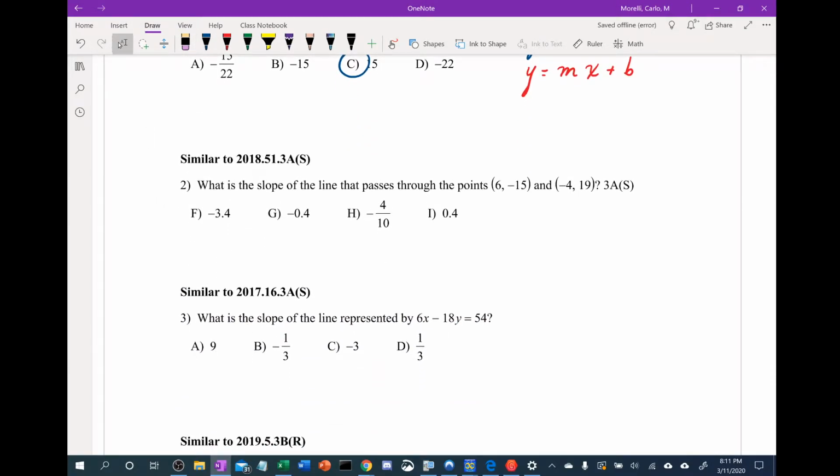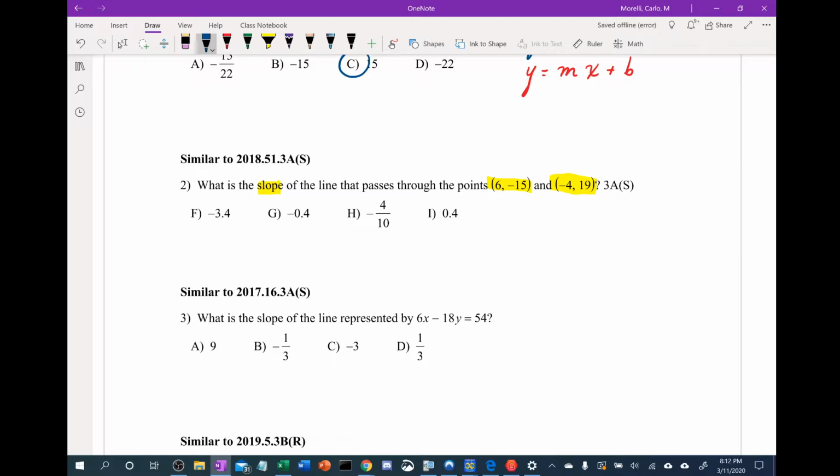On to number 2. Similar to question 51 from the 2018 test. Here we're given a pair of points, 6, negative 15 and negative 4, 19, and we're asked to compute the slope of the line. Okay, so there are multiple ways to go about this. I'll show both methods in this video. The first would be to just compute the slope using the slope formula.